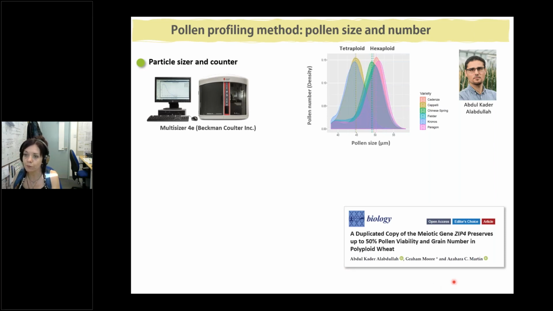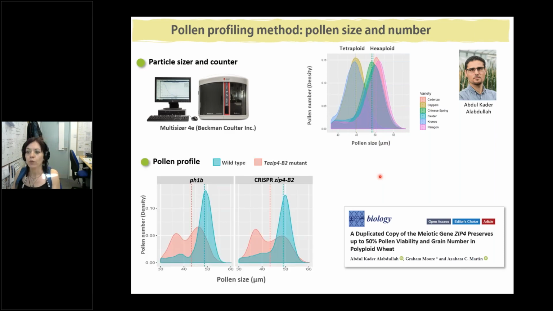So what you can see here is the pollen profile of 6 different wheat varieties, 2 tetraploid and 4 hexaploid wheats. The diameter of the pollen grain is represented on the x-axis, and the pollen amount on the y-axis. And as you can see, all varieties show this typical normal distribution, with the mean around 50 microns of diameter in the case of the hexaploid varieties.